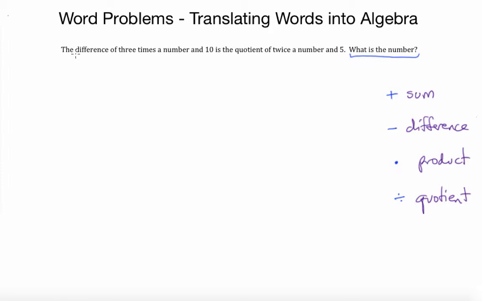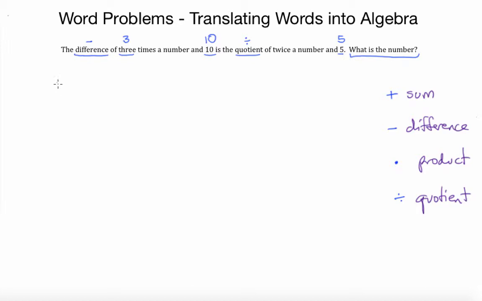So what do we see here? We have the difference, all right? I got some subtraction going on. I'm going to write a little subtraction symbol above there just to help me realize that's subtraction. 3 is something I can rewrite as a number. 3 times a number and 10. 10 is easy to translate. Is the quotient, quotient means I got division, of twice a number and 5. We'll talk about what that twice a number means here in a second. But there we go. We just took an initial pass at some things we can start to turn into symbols.